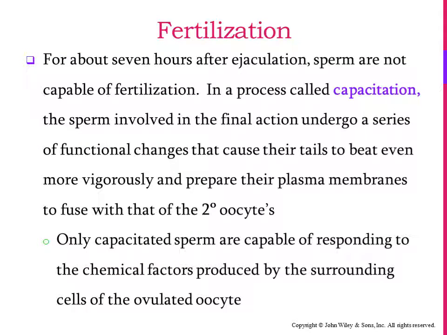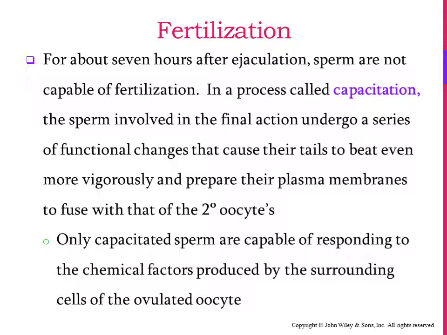Fertilization, again, usually occurs in the uterine tube of the female. And note that sperm that are ejaculated are not capable yet of fertilizing the secondary oocyte. These sperm have to undergo further changes in a process called capacitation, and these allow the sperm to penetrate the secondary oocyte and fuse membranes with that of the oocyte. Capacitation involves exposure to substances released in the female tract, especially those in the fallopian tubes.